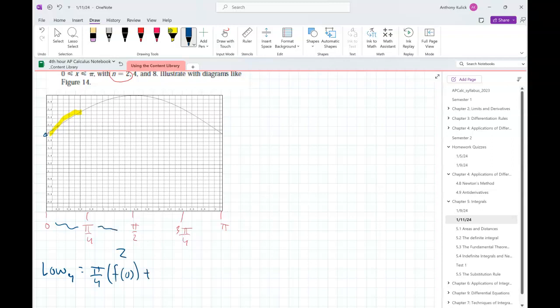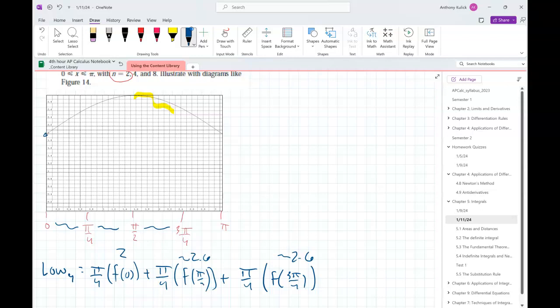On the next interval, from pi over 4 to pi over 2, again, that width is pi over 4, and we're looking for the lowest value on that interval, which looks like f of pi over 4, which is, I don't know, 2.6-ish. The next interval, the width is still pi over 4. And if I look here, the lowest value on that subinterval is at 3 pi over 4. And again, that value looks to be about 2.6-ish.